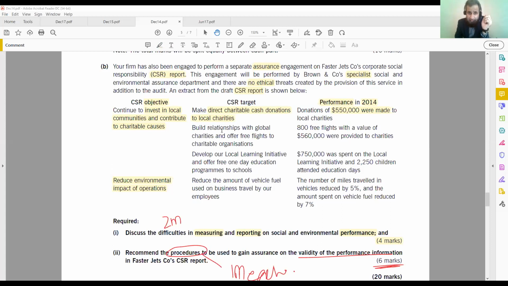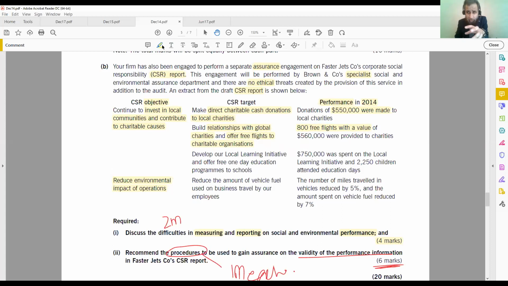Okay, Faster Jet is an airline business. Look at the center column. Build relationship with the global charities. They want to build relationship with the global charities and offer free flights to them. So they want to give them free flights because they're running an airline business. So in 2014, 800 free flights were provided. Now, can I check the correspondence with the global charities to confirm indeed 800 free flights were given to them?